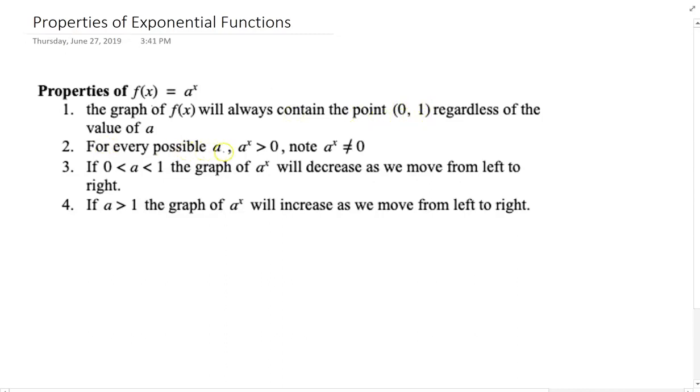Also, for every possible x, a to the x is greater than 0, and note a to the x is not equal to 0. If a is between 0 and 1, not inclusive, the graph of a to the x will decrease as we move from left to right. And if a is greater than 1, the graph of a to the x will increase as we move from left to right. Also, the asymptote will be the x-axis.